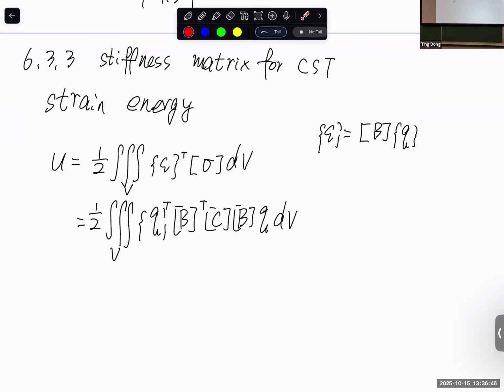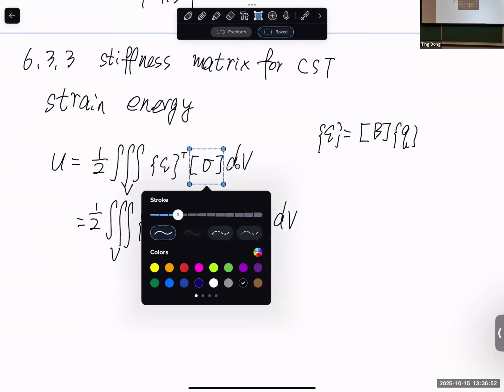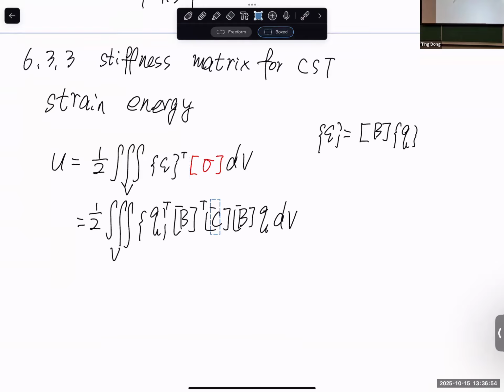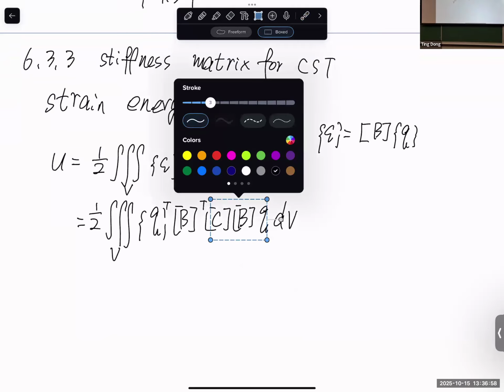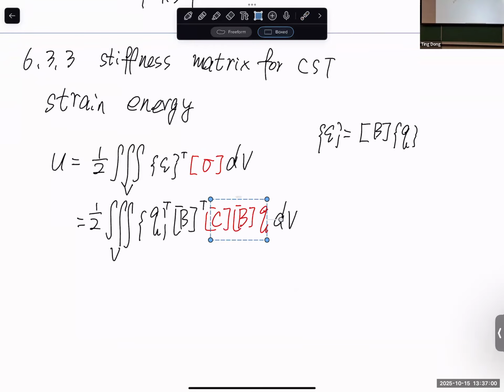Let's make it a little bit clearer. Let's put a different color here. This is strain, and these three terms become stress. I think this might be easier for you to understand. Strain transpose is Q transpose, B transpose. So this corresponds to this part, and this corresponds to this part, right?